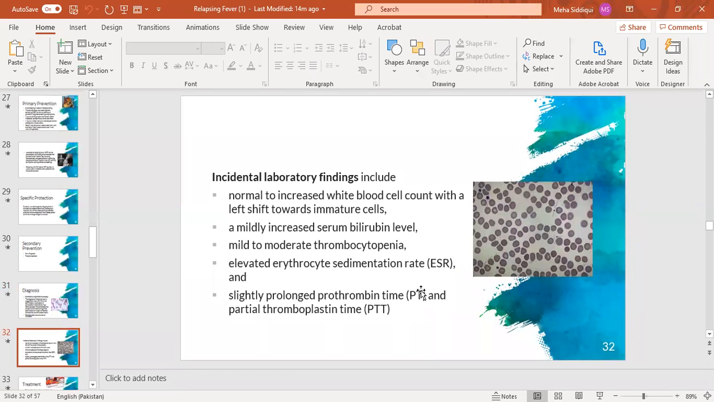Incidental laboratory findings include normal to increased WBCs with a left shift towards immature cells, mildly increased serum bilirubin level, and mild to moderate thrombocytopenia, elevated ESR, and slightly prolonged PT and PTT.